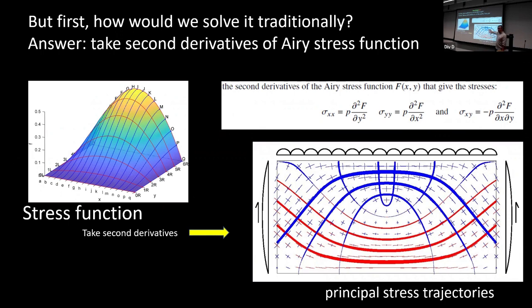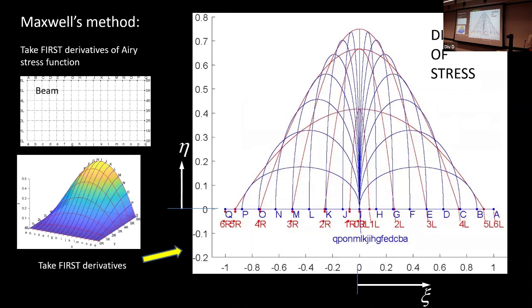And so this is Euler-Bernoulli beam theory for that stress function there, like so. Compression blue and tension red. Like so. So that's what I normally do. What Maxwell does instead is he takes first derivatives, not second derivatives, he just takes the first derivative. So there's my stress function, take the first derivatives. The first derivatives are the gradients.